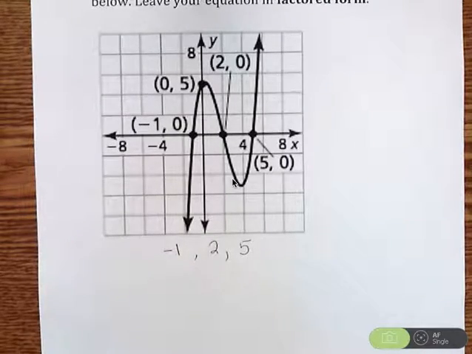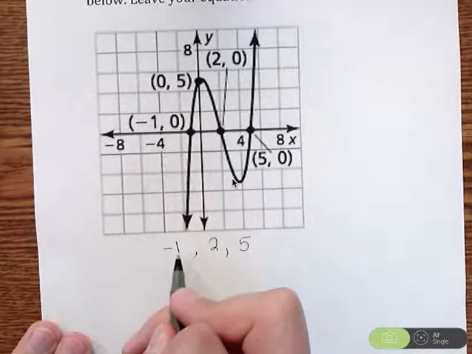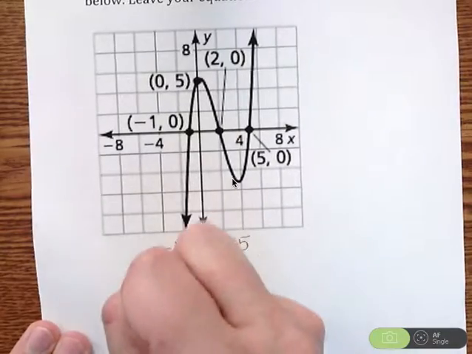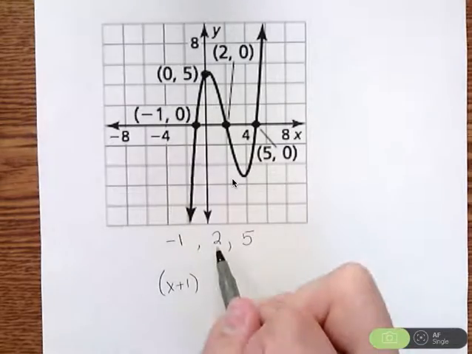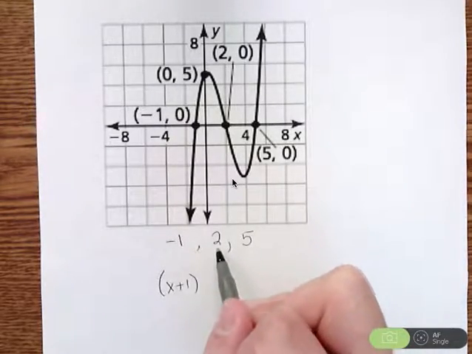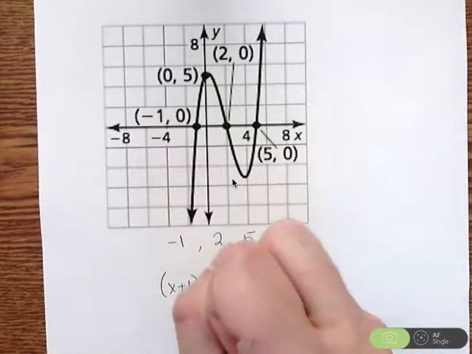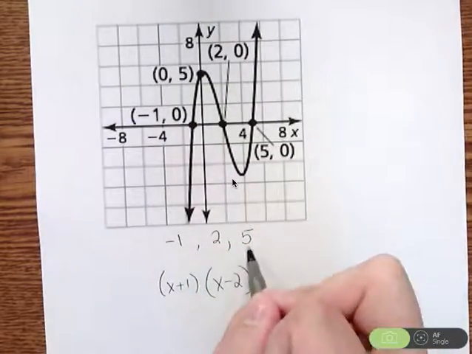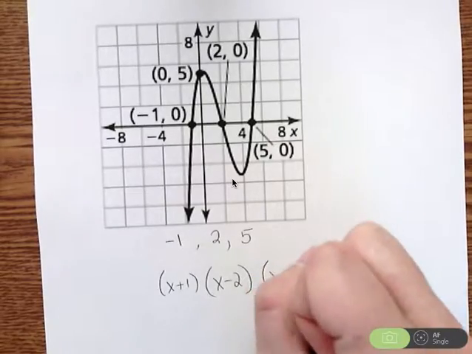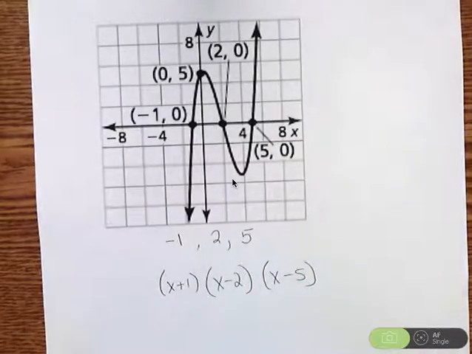So if I want to change these back to factors, if I have a 0 at -1, that's going to be x plus 1. And then if you have 2 as a 0, that's going to give you a factor of x minus 2. If you have a 0 of 5, you're going to have a factor of x minus 5.